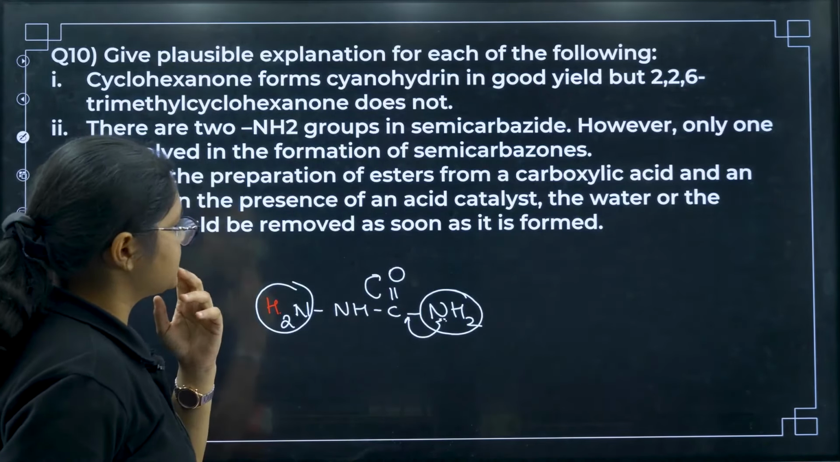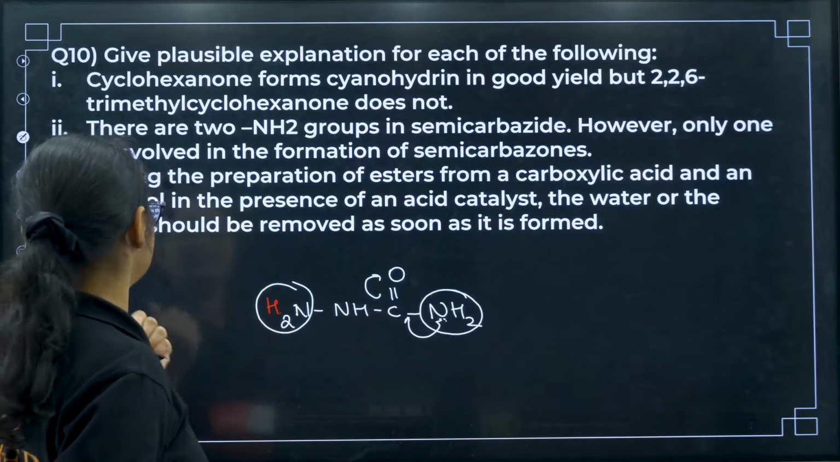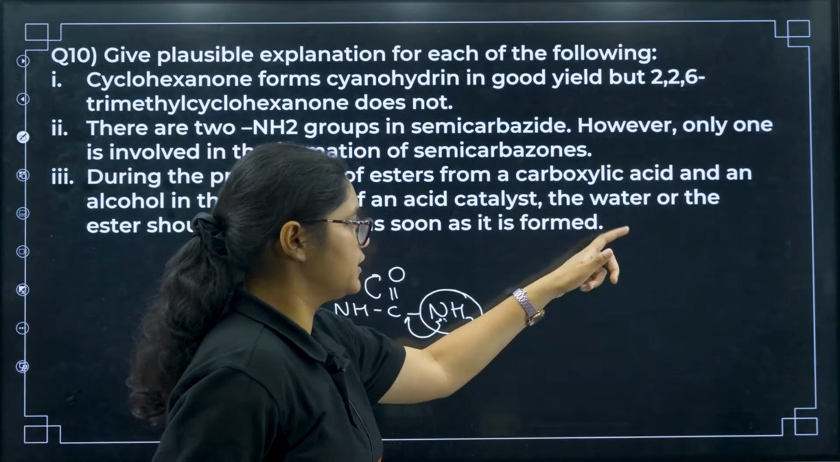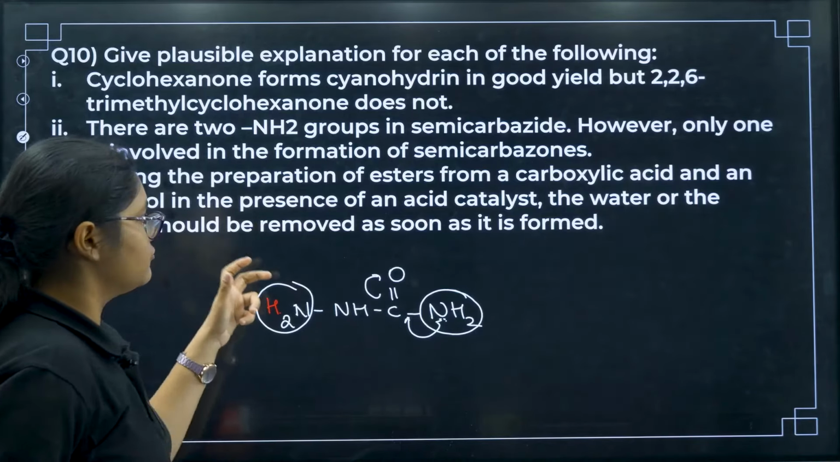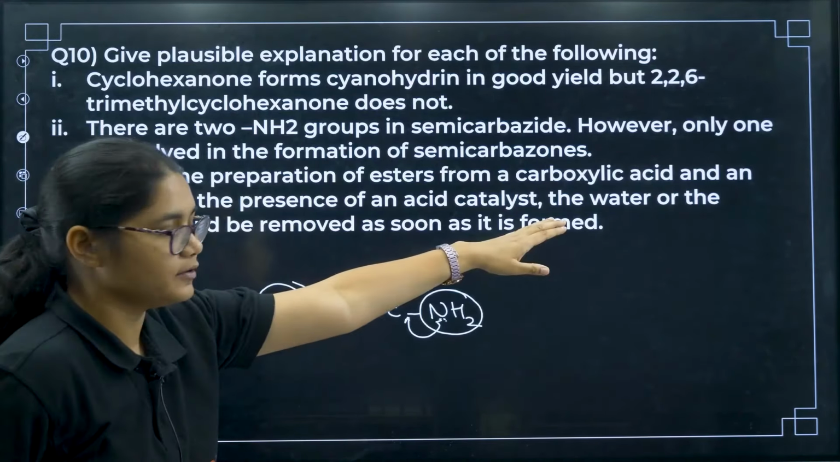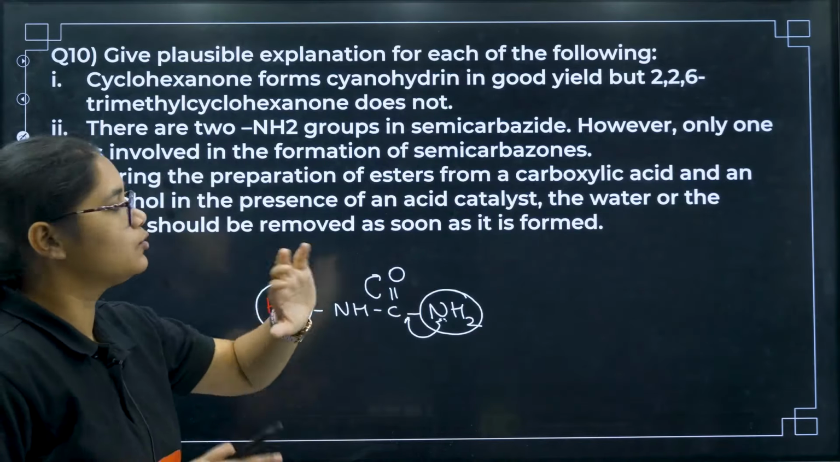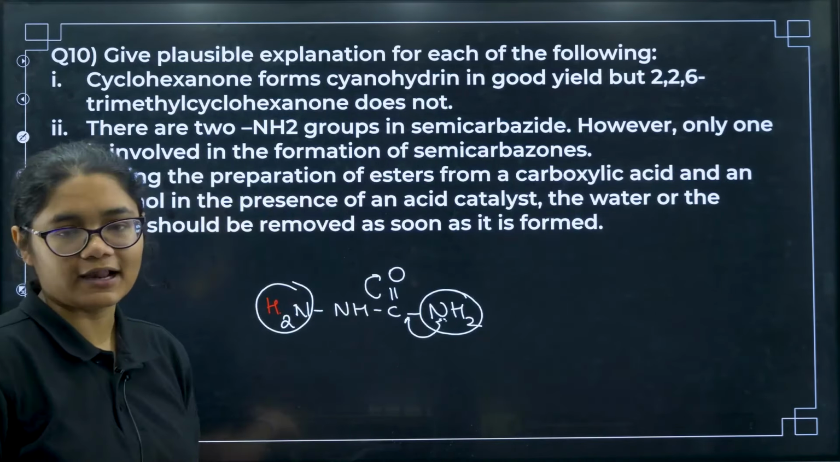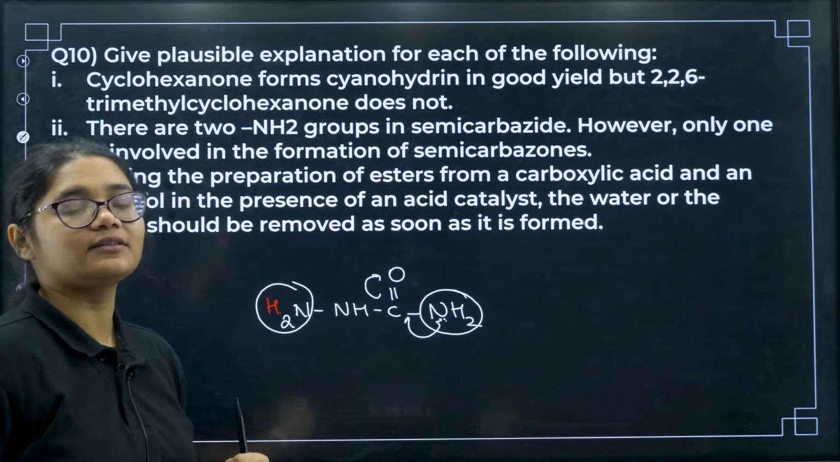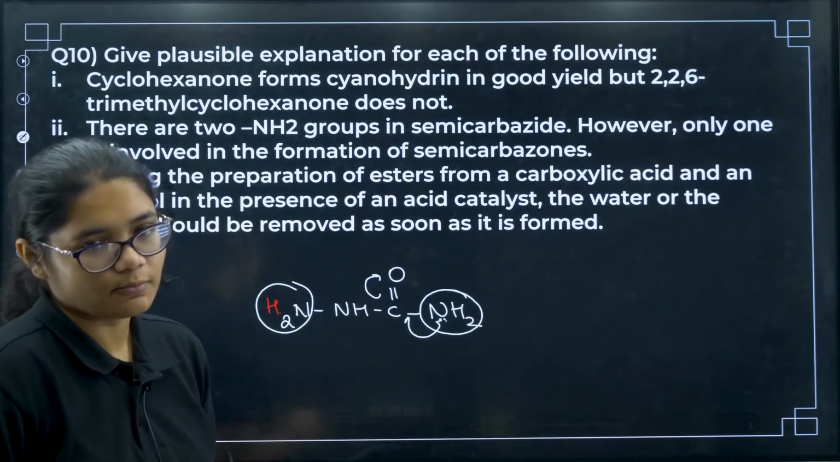Next, during the preparation of esters from a carboxylic acid and an alcohol in the presence of an acid catalyst, the water or the ester should be removed as soon as it is formed. So what happens is that water and ester will react again to give you your carboxylic acid and alcohol. It is a reversible reaction. So one of the products should be removed so that the reversible reaction is not possible.